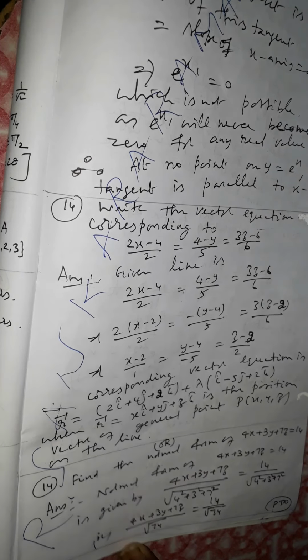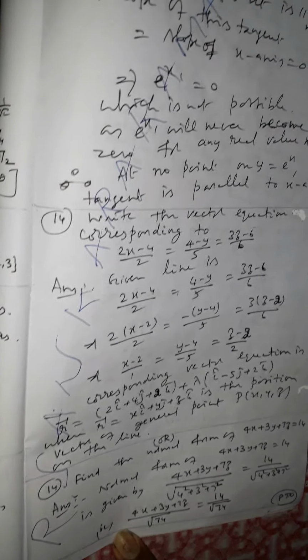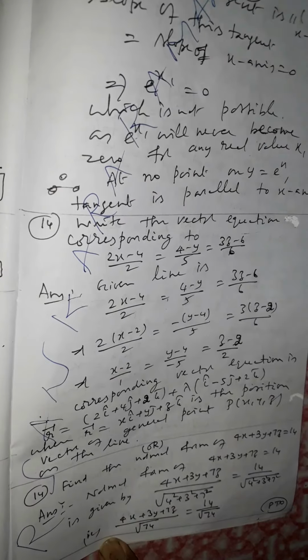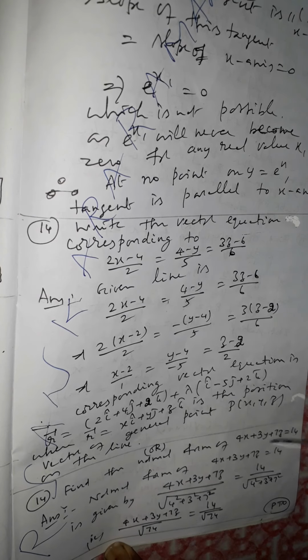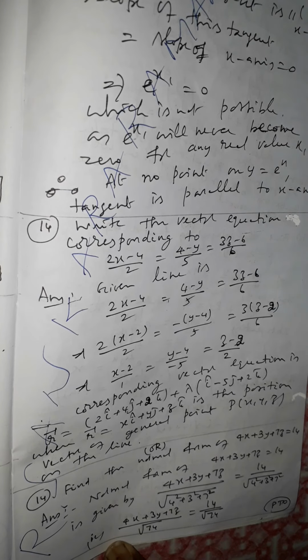Okay, next one, question number 14. Find the normal form of 4x plus 3y plus 7z is equal to 14. The normal form is given by (4x plus 3y plus 7z) by root of (4 square plus 3 square plus 7 square) is equal to 14 divided by root of (4 square plus 3 square plus 7 square). Therefore, the normal form is given by (4x plus 3y plus 7z) divided by root 74 is equal to 14 divided by root 74.